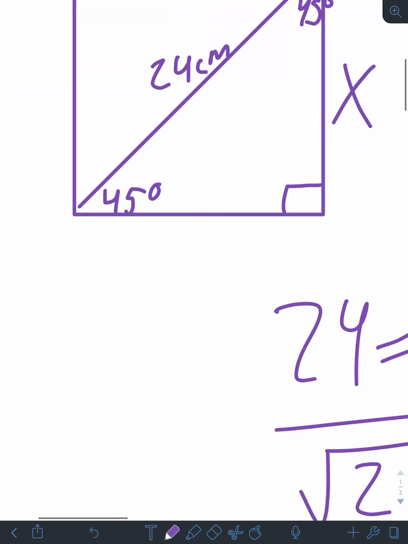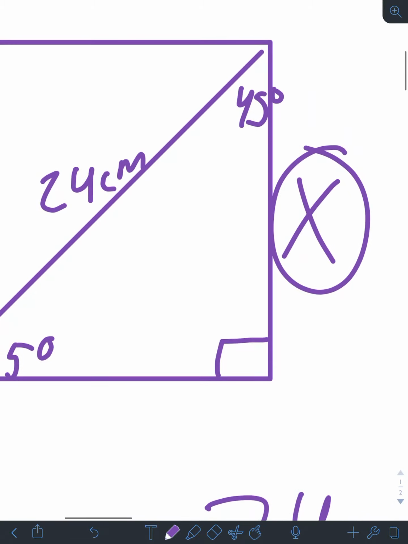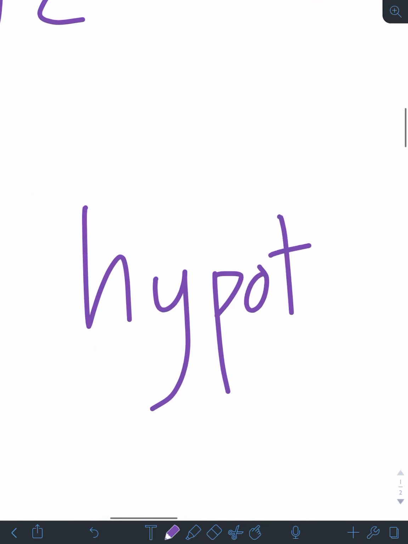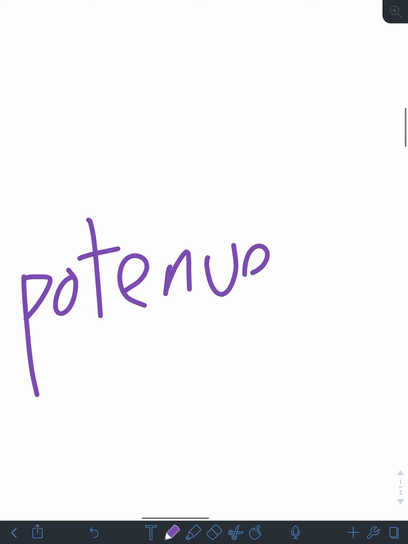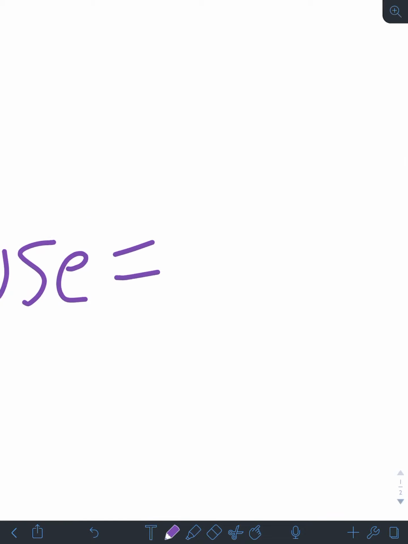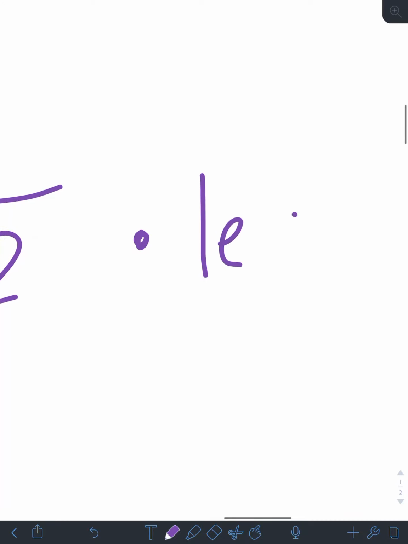Okay, so let me say that one more time. When you have a hypotenuse but you want to find the leg, what do you do? Simple. Get your formula ready. The hypotenuse equals the square root of 2 multiplied by the leg.